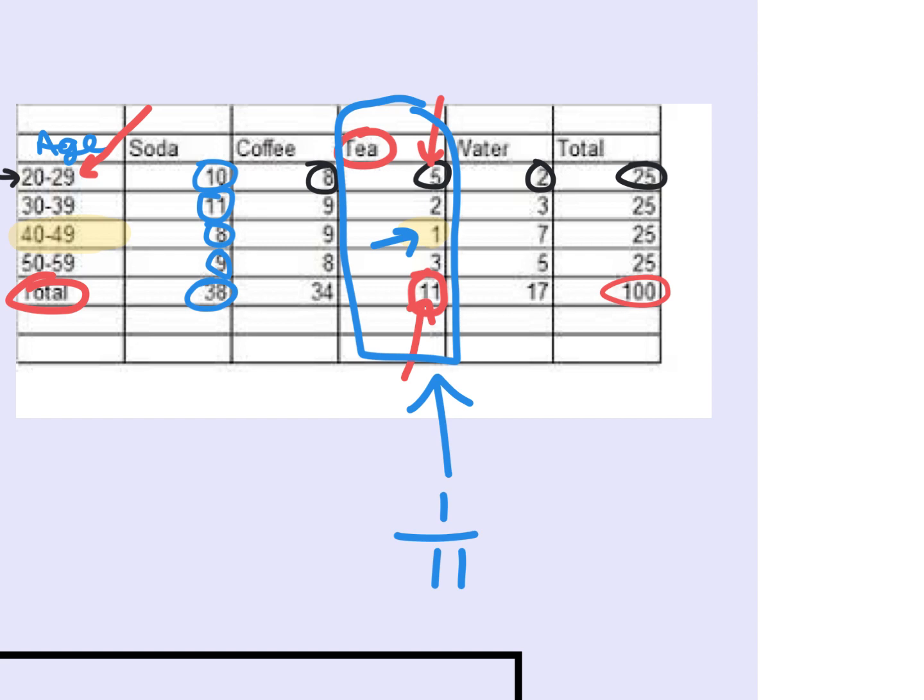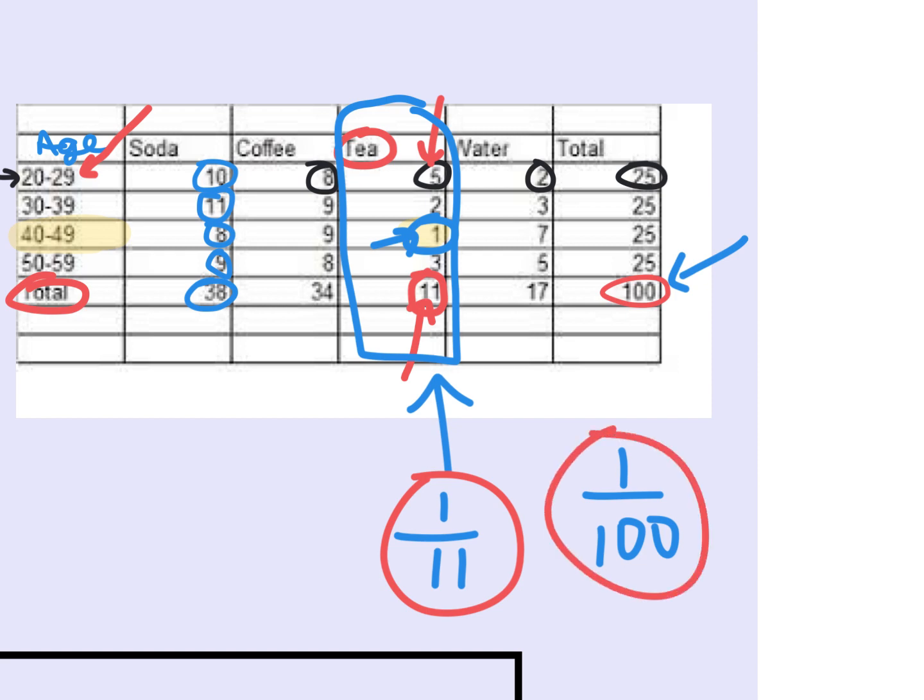What if we were actually asking about the whole group, like out of all 100 people? What is the probability if you just grabbed a random person out of those 100 people that they would be this one person? Well, obviously, then that would be 1 out of 100. So how do you decide? Is it 1 out of 11? Or is the answer 1 out of 100? Well, it depends on what the question is. If you're only asking tea drinkers, then what's possible is the 11. If you're asking everyone, then there are 100 possible people. And there was only one tea drinker in their 40s out of 100.